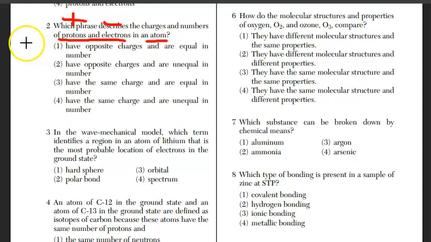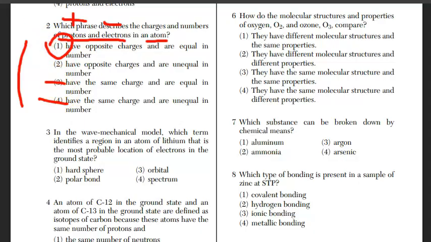This is what I call a 2-for-1 question. You have two answers, right, for the one question you have to be able to get correct. So they have opposite charges, so right away, cross out 3 and 4, and then they are equal in number, which is choice 1.